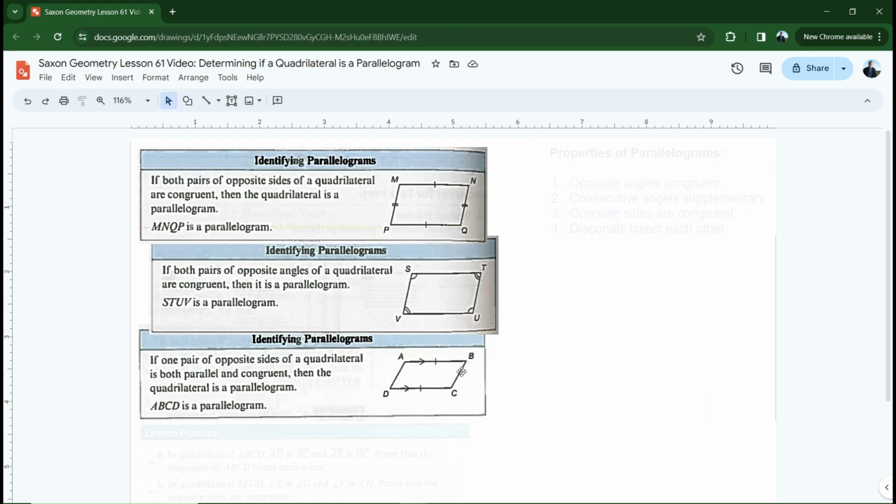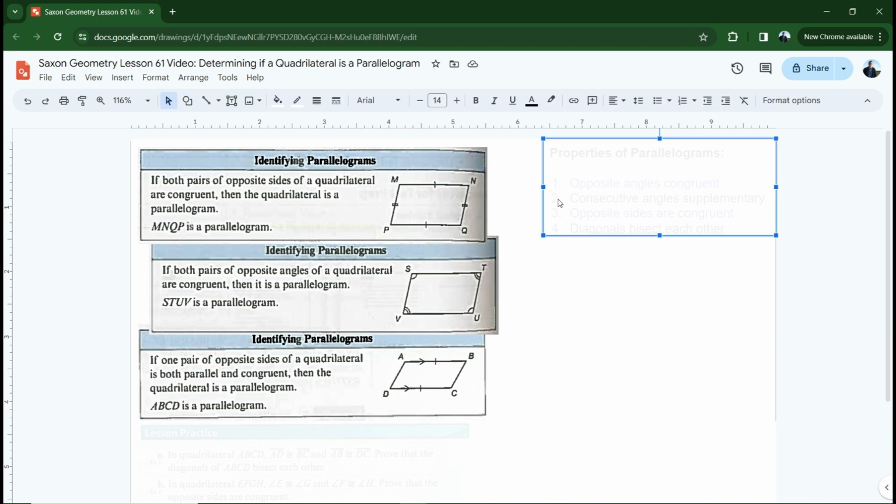Hey, before we begin, one other thing I didn't put on here that I maybe should have is the definition of a parallelogram. What is a parallelogram? A parallelogram is a quadrilateral that has two pairs of opposite parallel sides. Okay, so both pairs of opposite sides in a parallelogram are parallel to each other.